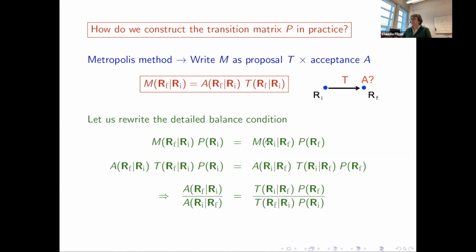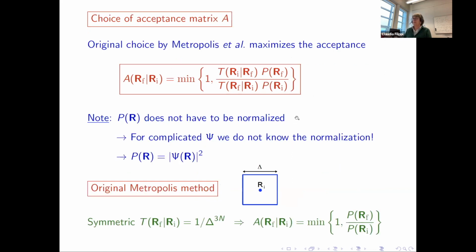So we write down the detailed balance condition. We factorize M into an acceptance and a transition, on the left-hand side and the right-hand side. You end up with a condition on the ratio of the acceptances, which is the ratio of the probability distributions, multiplied by the T from F to I divided by the T from I to F. Now there are various possible choices of acceptance, and the original choice of Metropolis is the one that, for a given proposal transition matrix, gives me the highest acceptance.